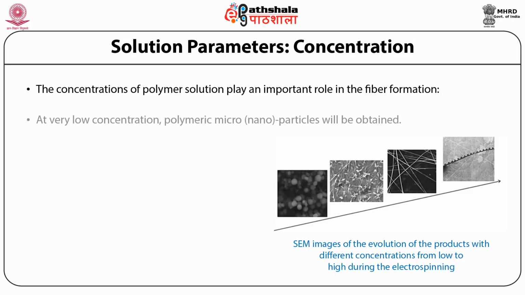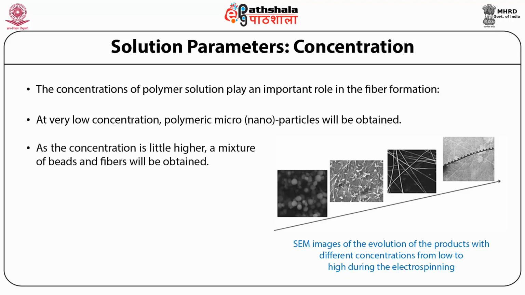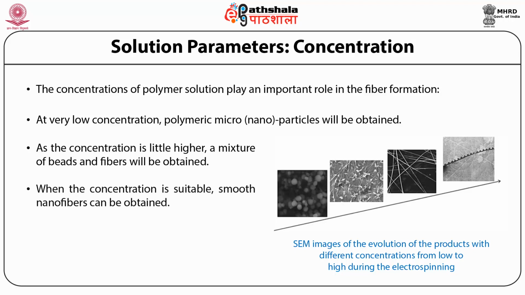The first one, as the concentration is very low, polymeric micro and nanoparticles will be obtained. At this time, electrospray occurs instead of electrospinning owing to the low viscosity and high surface tension of the solution. The second case, as the concentration is a little higher, a mixture of beads and fiber will be obtained. The third one, when the concentration is suitable, smooth nanofiber is obtained.